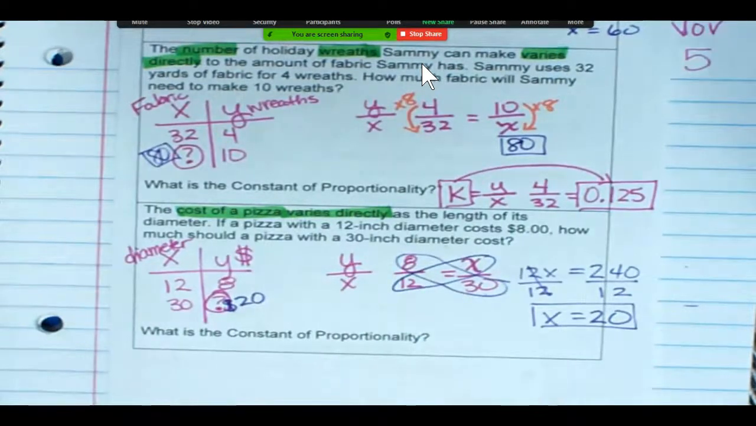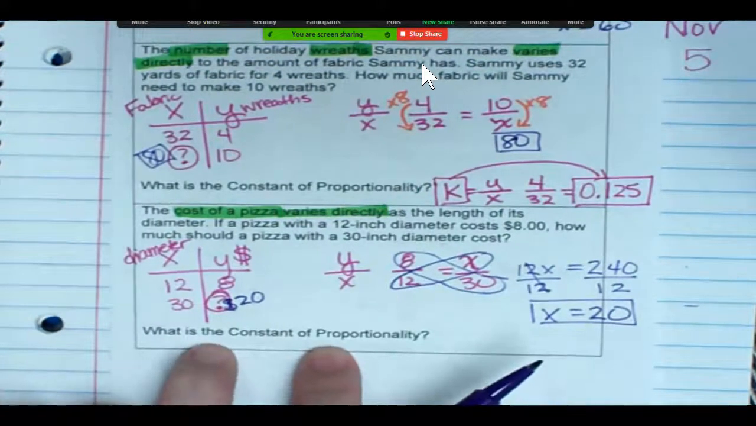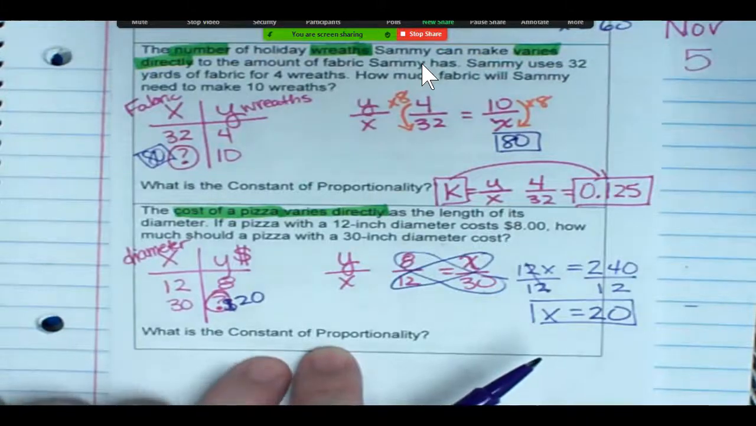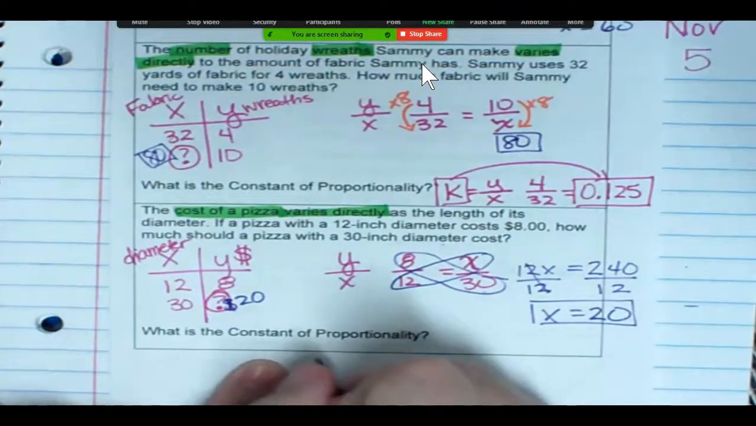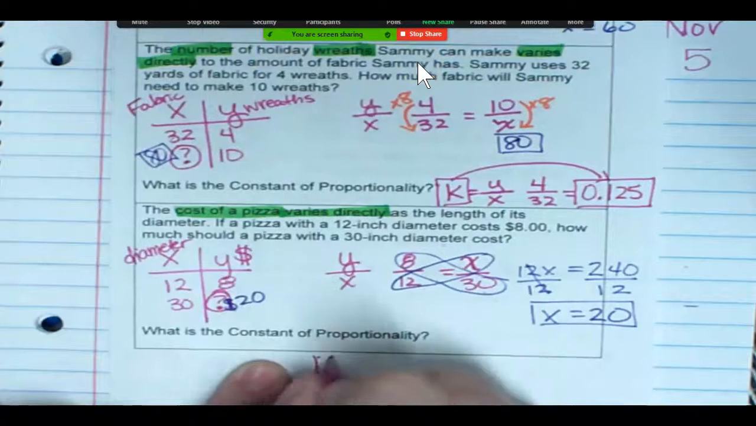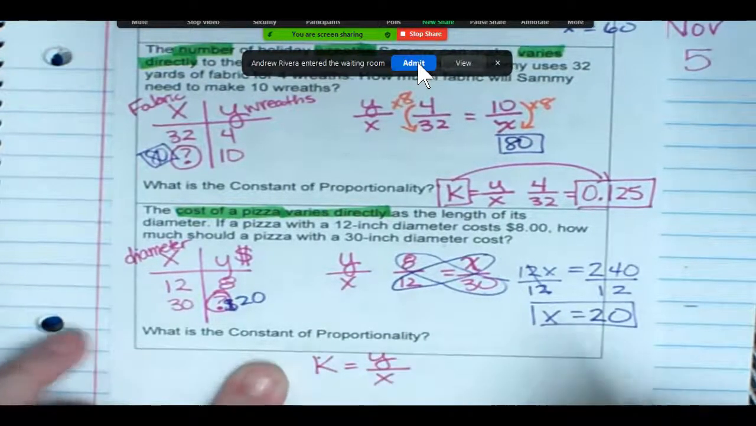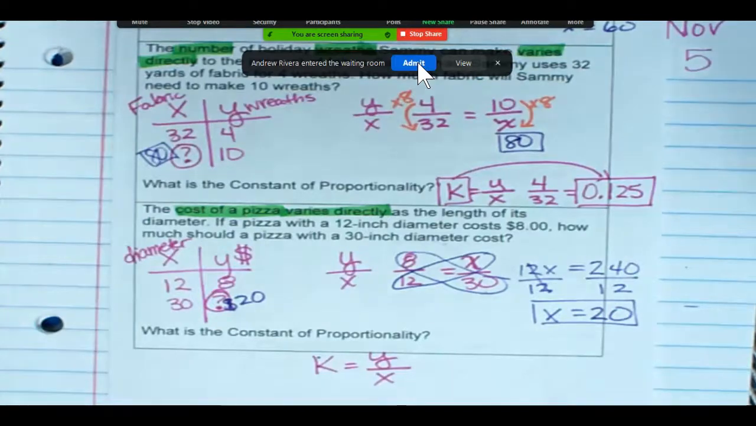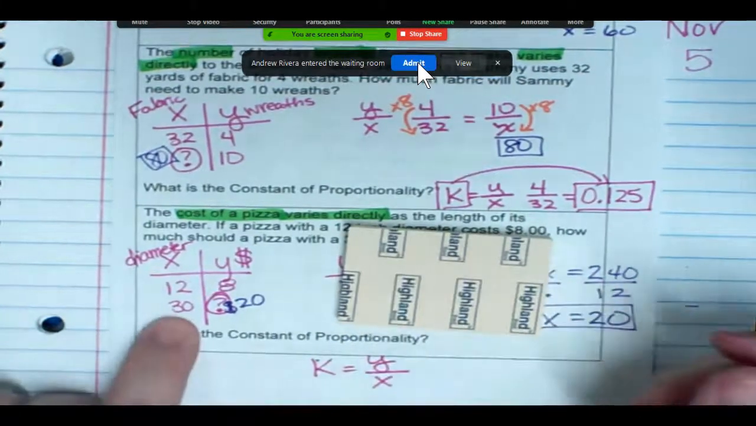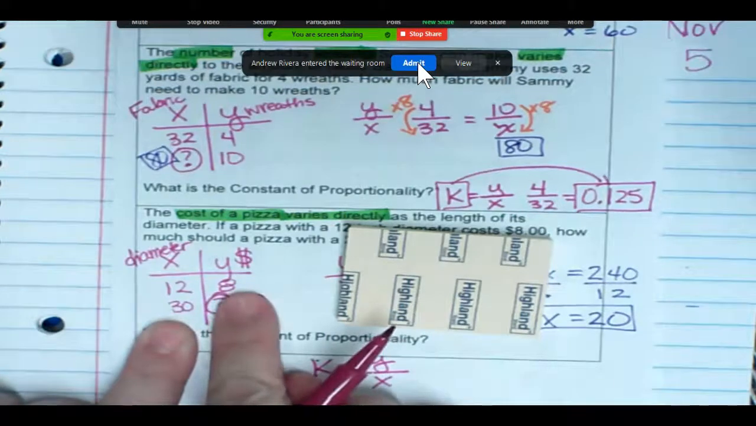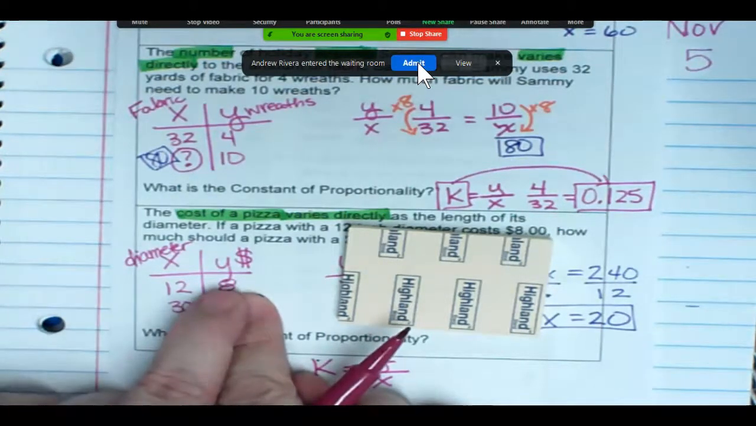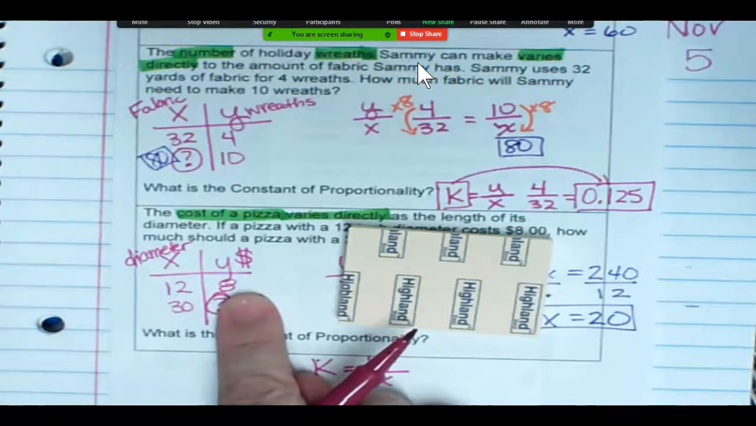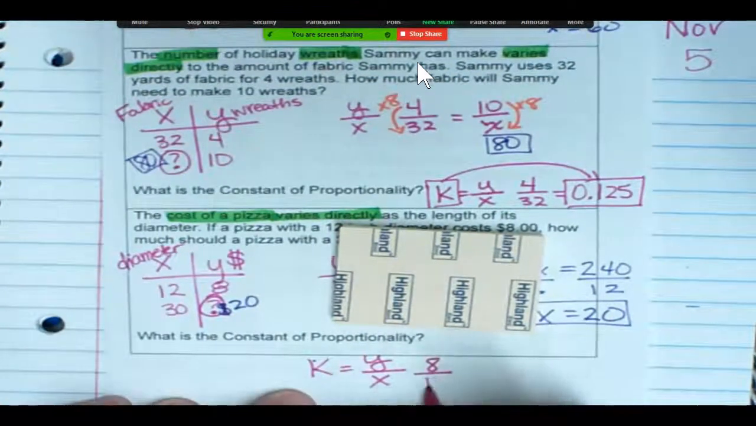But then the question could say all of that information about a pizza, and then they just want to say, what's the constant of proportionality? They don't care how much it costs. They want to know, what is that rate of change? What is that ratio? So again, k equals y divided by x. If I did not have to solve all of this, all I had is my table. Remember, in my table, I wouldn't have this 20 here yet. So I need to use the x and y values that I have a full set. So 8 divided by 12.